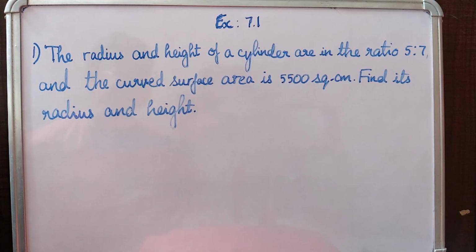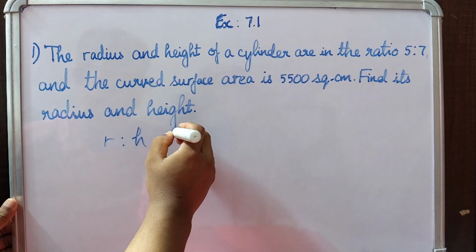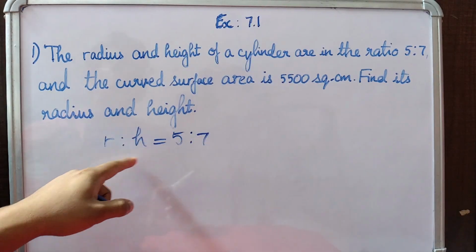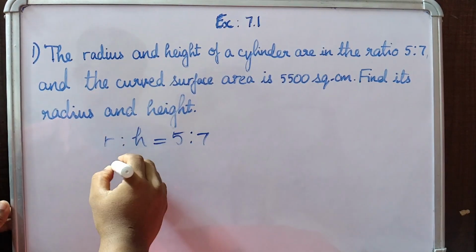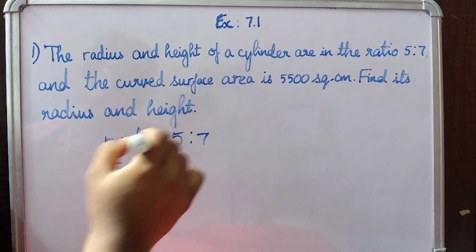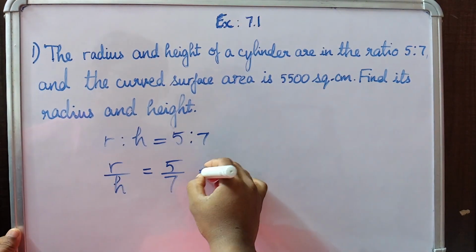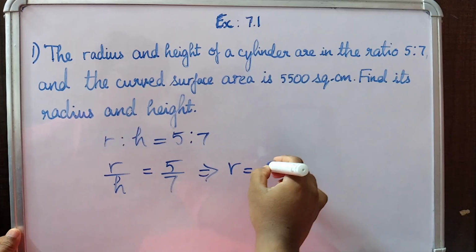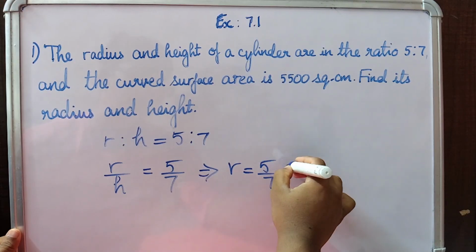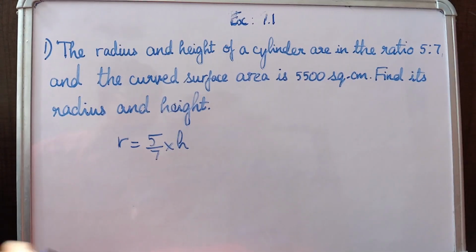So let us represent radius and height as r and h respectively. So r is to h is equal to 5:7. This is the data that we are given. So this can be written as r by h is equal to 5/7. So we can cross multiply this h to the other side, which implies r is equal to 5/7 into h. So now we can represent our r as 5/7 into h.